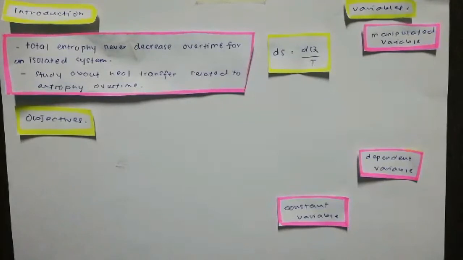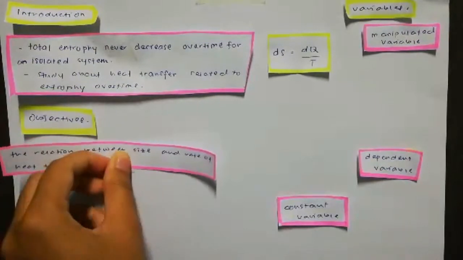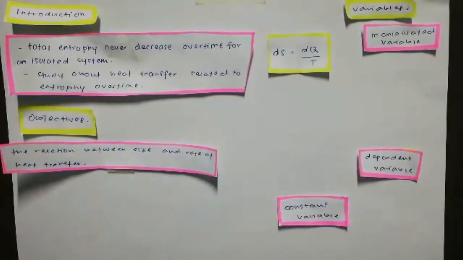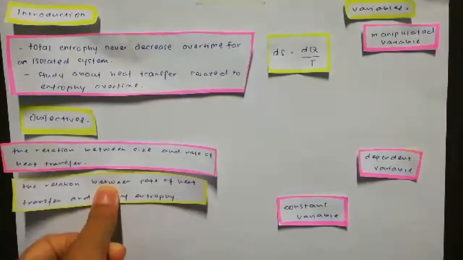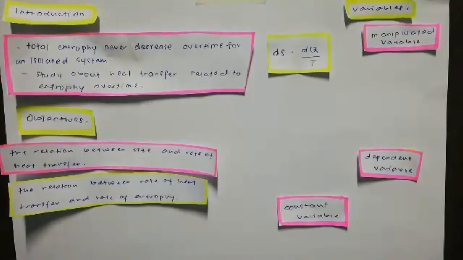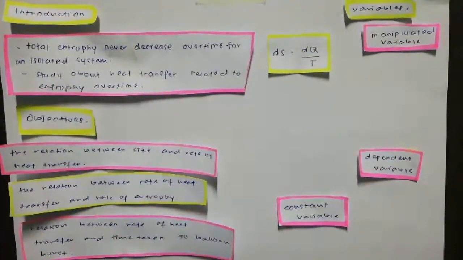Next, we go to the objectives. We have three objectives. First is to determine the relation between size and rate of heat transfer. Second, to determine the relation between rate of heat transfer and rate of entropy. And last, to determine the relation between rate of heat transfer and time taken for the balloon to burst.